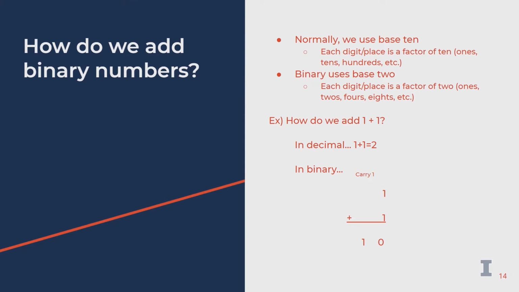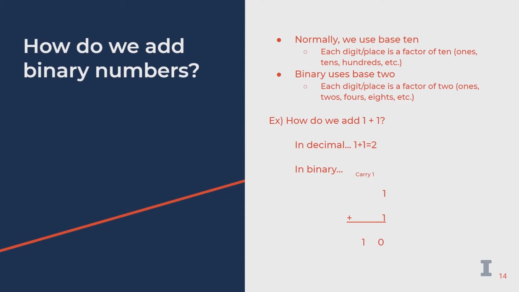So when we're trying to add things, right? When we do decimal, if we're trying to add 1 plus 1, we can just say 1 plus 1 is 2. We know that, right? But in binary, we don't have 2, right? So when we're doing 1 plus 1, it's technically 2, but we don't have that digit.